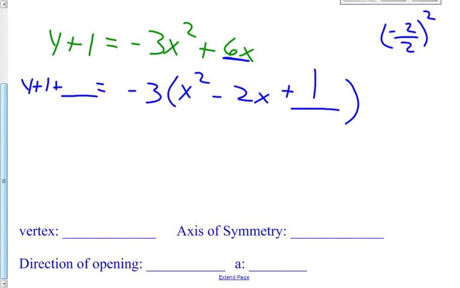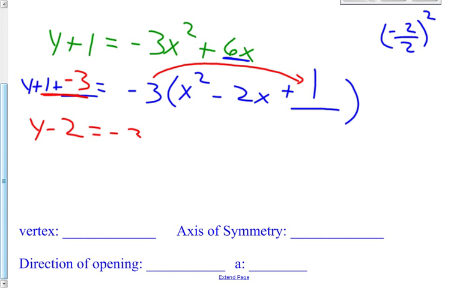However, I didn't add positive 1, did I? I added 1 multiplied by a negative 3. So I actually added a negative 3 to the right. If I add a negative 3 to the right, I also have to add a negative 3 to the left. Make sure you do not forget to distribute that coefficient. So now what do you have on the left side? Combining 1 plus a negative 3, y minus 2.